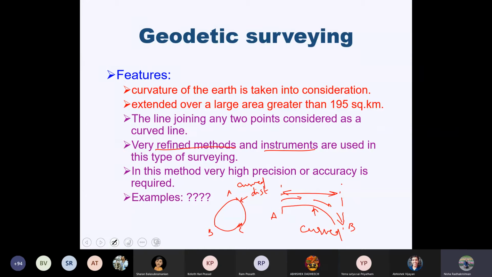Okay. What about girls? I'm not getting any responses from girls. Keep the chat box open. You can answer in the chat box. But I want responses. Examples of plane surveying you've already given.